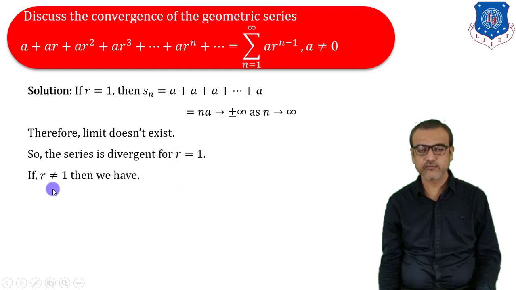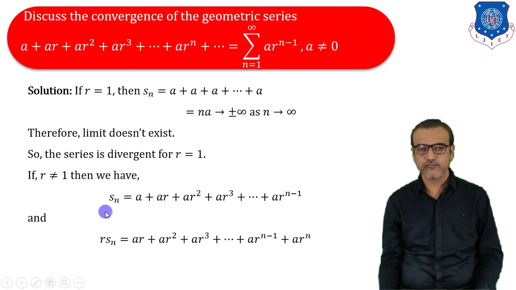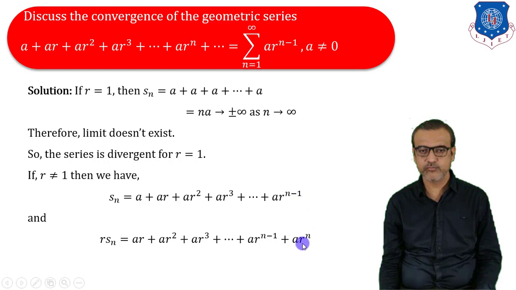Now if r is not equal to 1, then we have Sn equals the sum of its first n terms, that is a + ar + ar² + ar³ + ... + arⁿ⁻¹. Now if we multiply each and every term of Sn by r, we get ar + ar² + ar³ and so on. Finally, if you multiply arⁿ⁻¹ by r, you will get arⁿ, and its previous term will be arⁿ⁻¹.